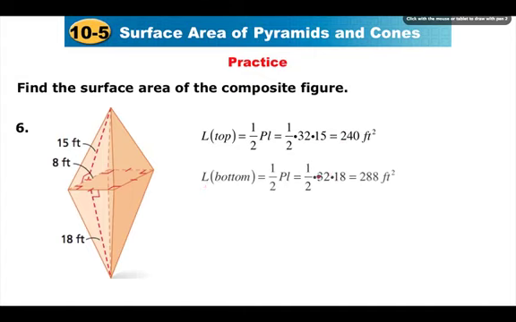Then you're going to find the lateral at the bottom. Very similar steps. The only thing that changes is the slant height is 18. So the total surface area is by adding these 2 numbers, and you end up with 528 square feet. Next slide.